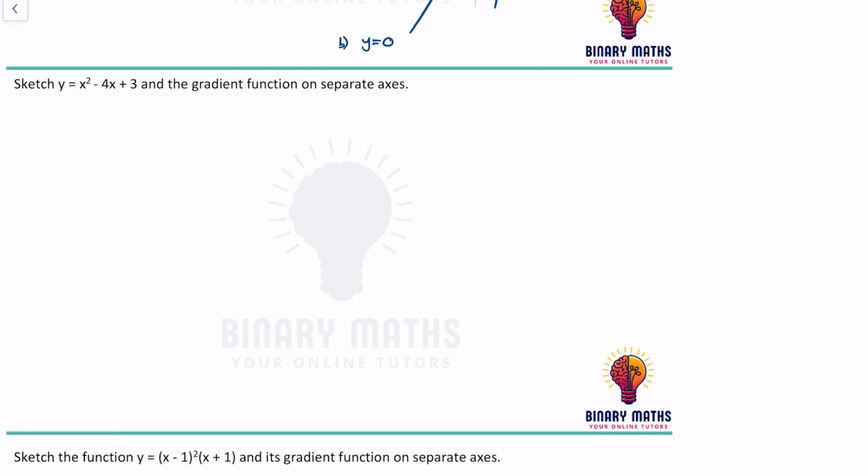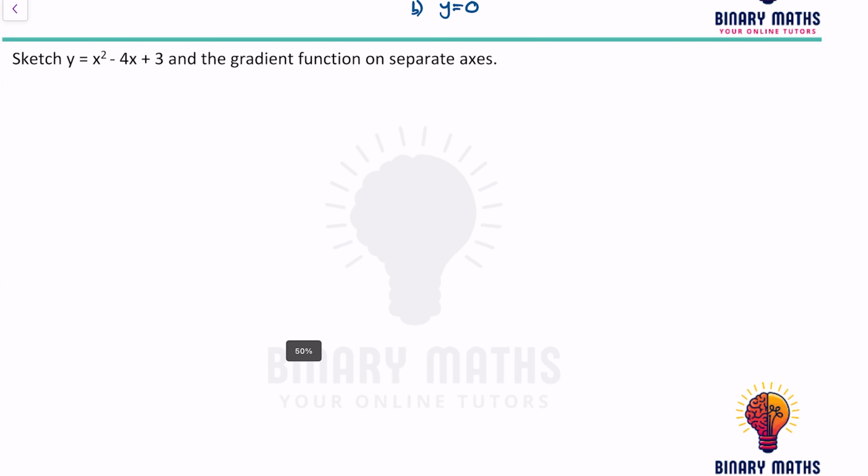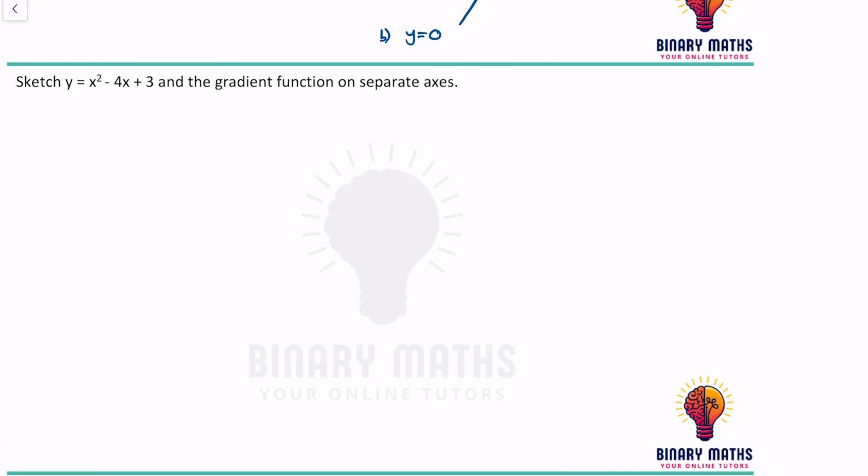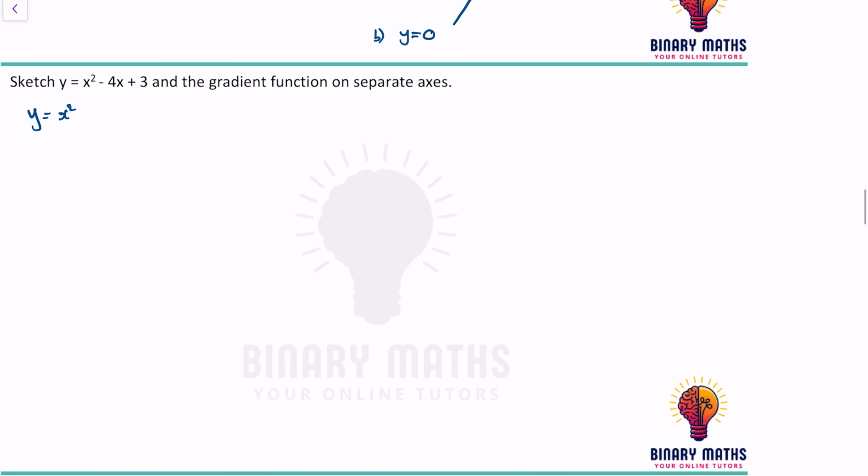Sketch y equals x squared minus 4x plus 3 and the gradient function on separate axes. So if I have y is equal to x squared minus 4x plus 3, that is the same thing as y is equal to (x minus 3) times (x minus 1). This is a quadratic curve crossing at x equals 3 and x equals 1.